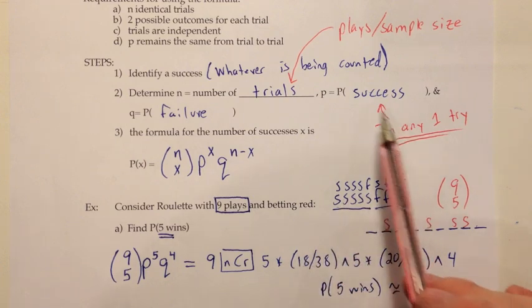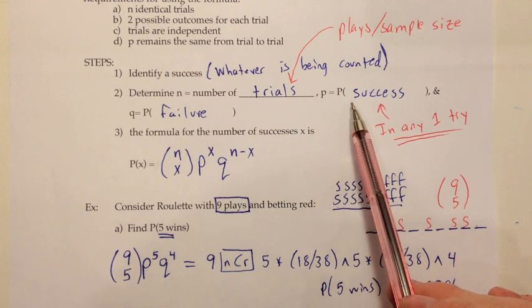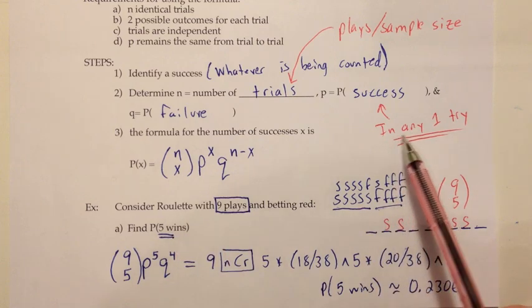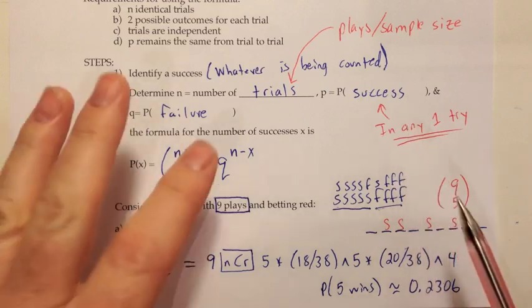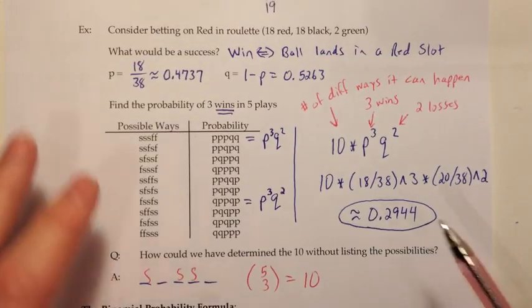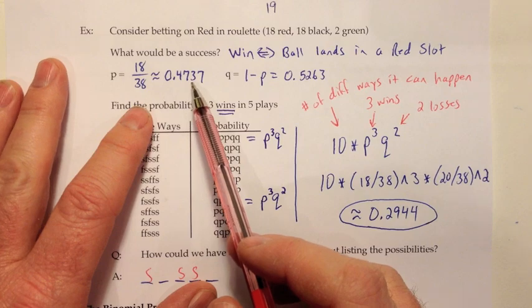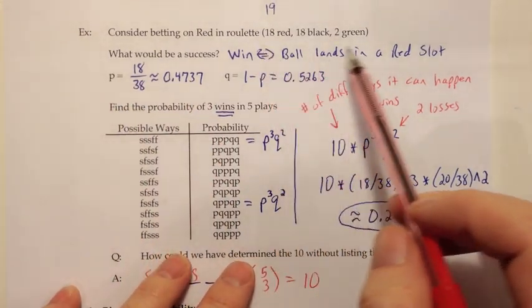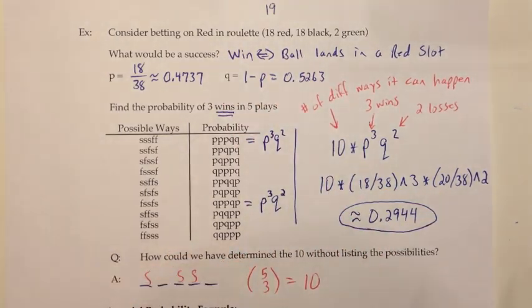So the biggest mistake people make when they're trying to figure out their n, p, and q is for p to try and incorporate the n and the x in there somehow, and that does not apply. You just think, what if I only did this one time? What's the chance I would succeed then? And so if you go back and look at the top, we figured out the probability of getting a red number before we even knew how many times we were playing or how many wins we wanted. It was just based on what's on the wheel and how many of those were successes.